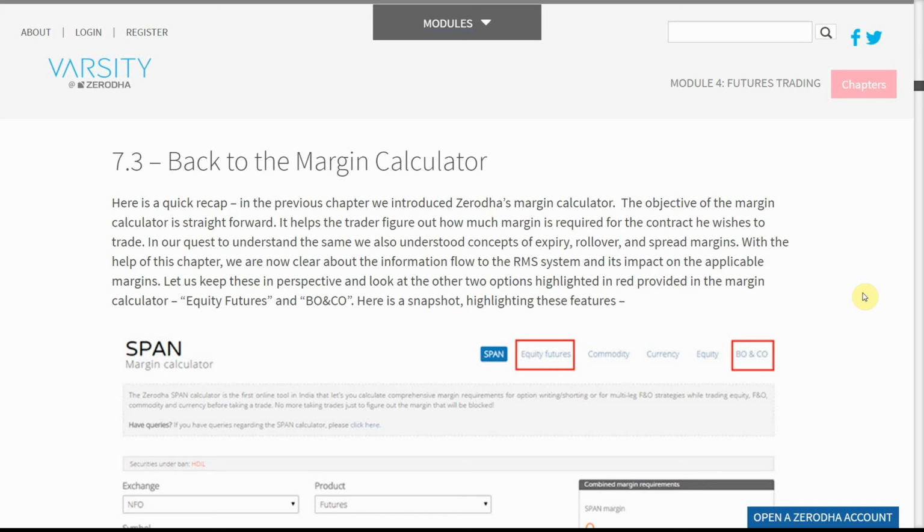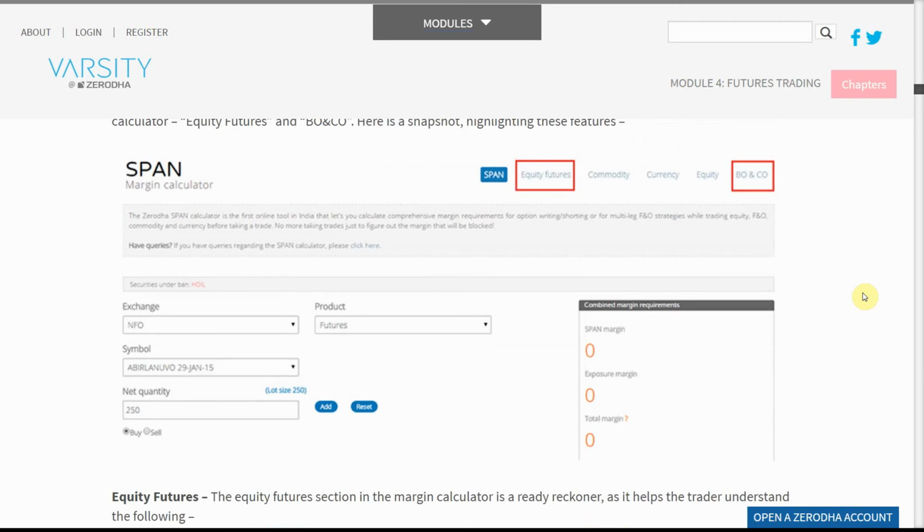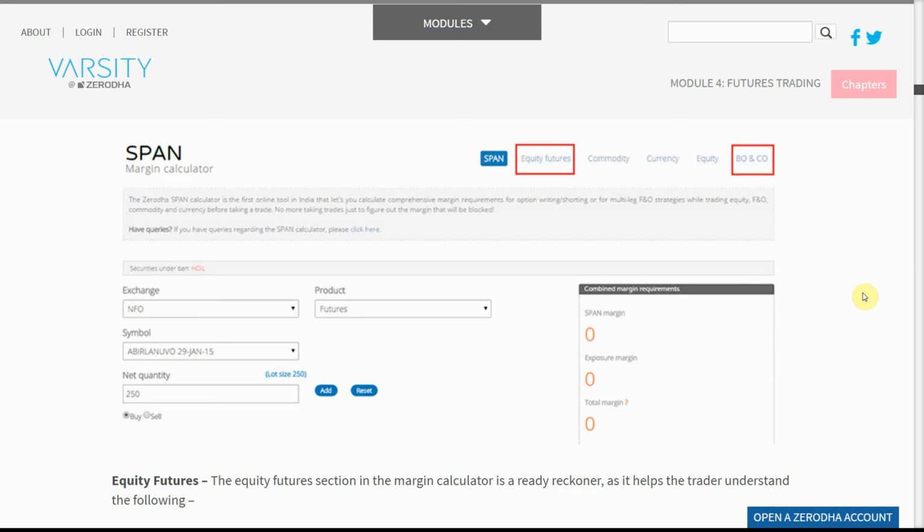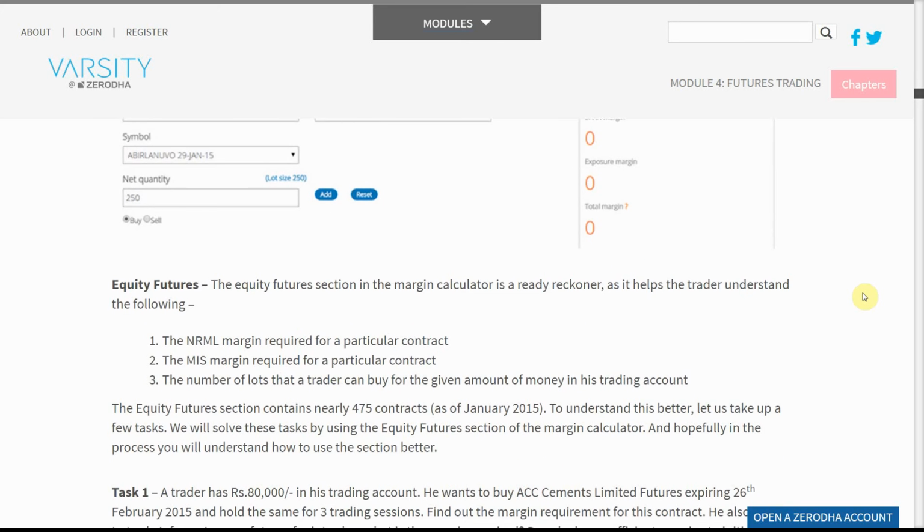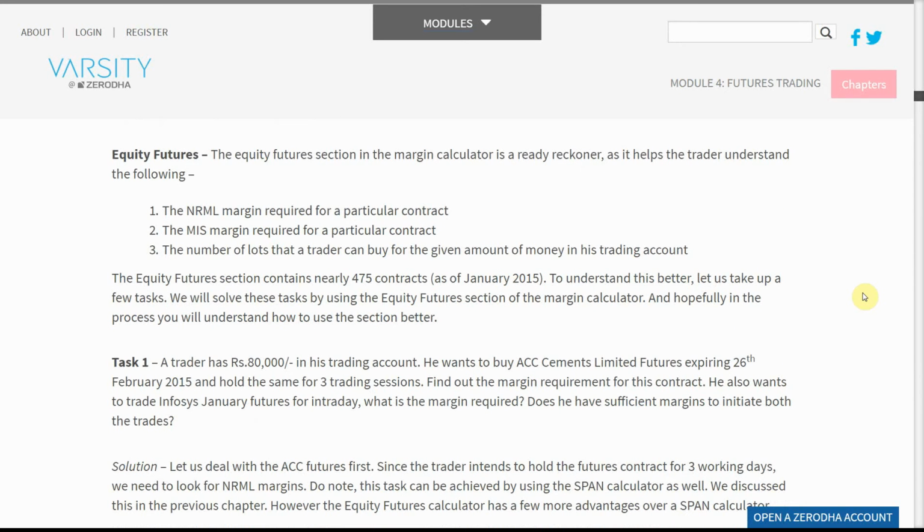Let us keep these in perspective and look at the other two options highlighted in red provided in the margin calculator: equity futures and BO and CO. Here is a snapshot highlighting these features. The equity futures section in the margin calculator is a ready reckoner, as it helps the trader understand the following: the NRML margin required for a particular contract, the MIS margin required for a particular contract, the number of lots that a trader can buy for the given amount of money in his trading account.